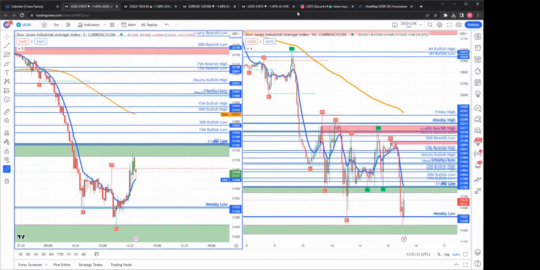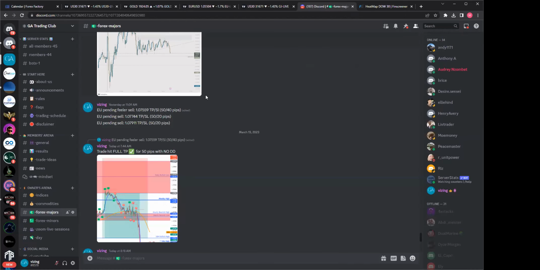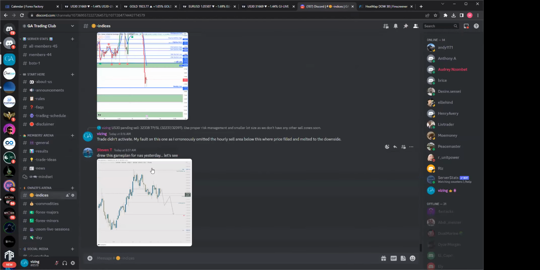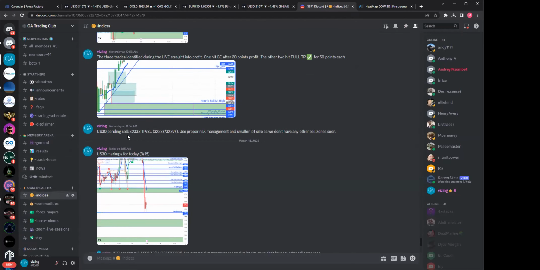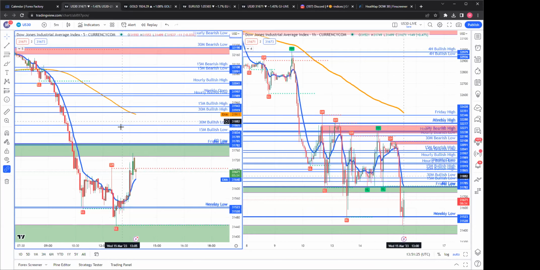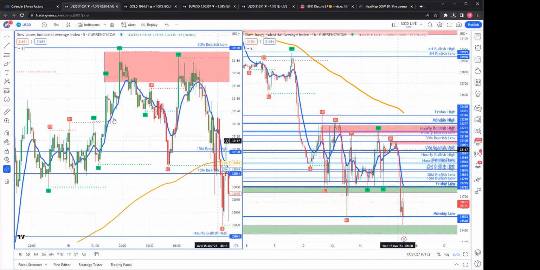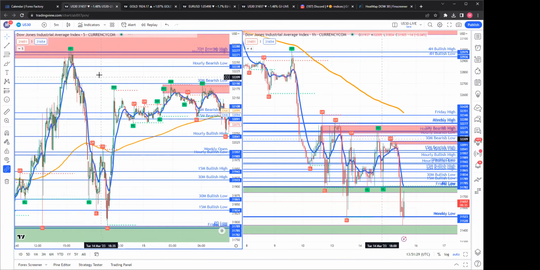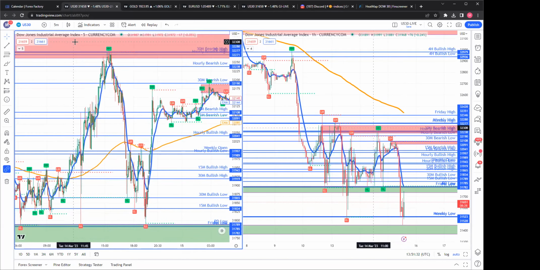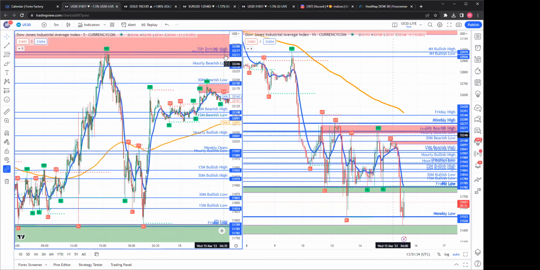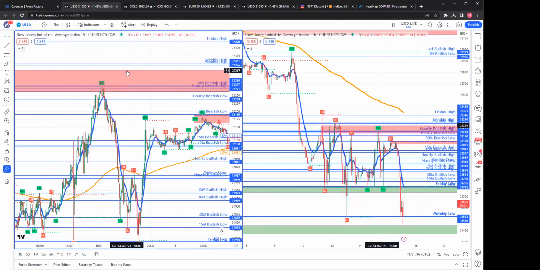Yesterday too, I sent a sell on US 30 at 32,338. But unfortunately, I misanalyzed that trade yesterday. Our sell was ideally above this supply zone here, but we did have an hourly bearish high and bearish low, which was my bad.